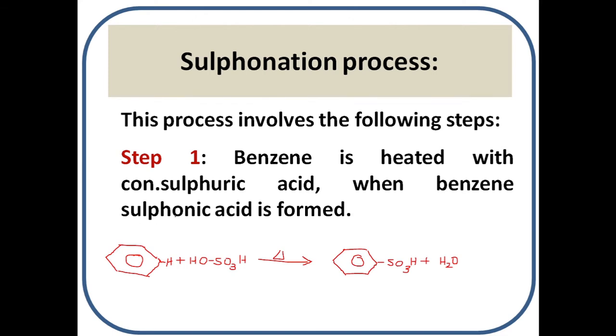Next is the Dow's process. This is a very special process. Here we can see a sulfonation process. The starting compound is benzene. Benzene is heated with concentrated sulfuric acid. When sulfonation takes place, we will get benzene sulfonic acid.